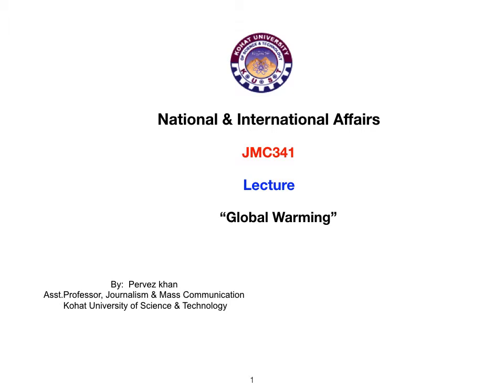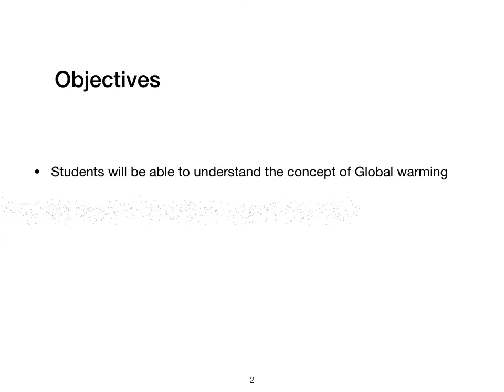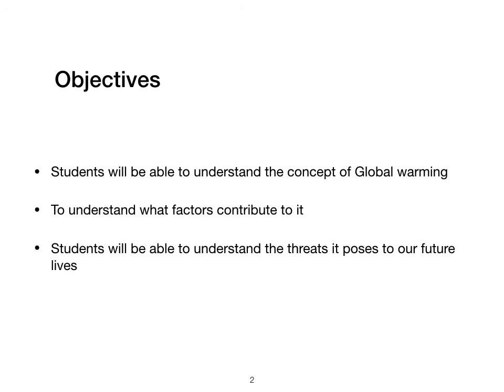So before we start our session, we'll be talking about the objectives. What are the objectives of today's session? Students will be able to understand the concept of global warming, what global warming is. They will be able to understand what factors contribute to it, and they will also be able to grasp an understanding of the threat it poses to our future lives. And along with that, they will also have a strong command of understanding alternate measures in dealing with this global issue. So this is what we are pretty much going to discuss: the factors that contribute to global warming, what is the overall concept of global warming, and the threat it poses to our future lives and the present circumstances in the world that we are living in.